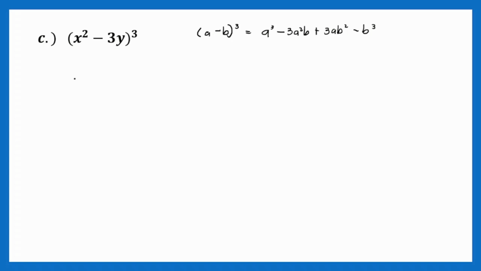Okay. So let's have the given. Bring down muna. X squared minus 3y cubed. Identify muna si A saka si B. So this is A, kung ano yung una. Tapos this is B, kung ano yung pangalawa. Alright. So ibig sabihin, lahat ng A na makikita mo dito, gagawin mong x squared. Lahat ng B na makikita mo dyan, magiging 3y.